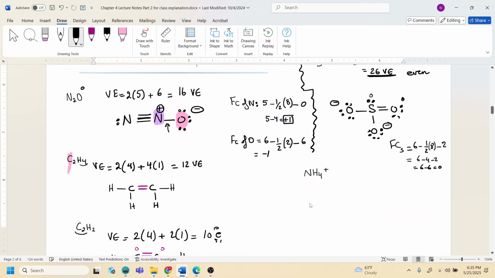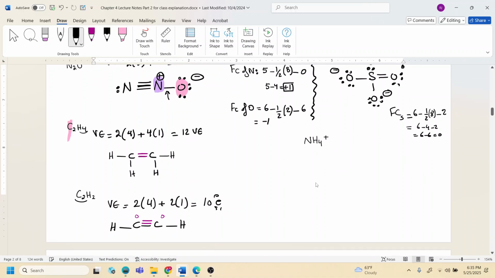Okay, ammonium in here. So this is another example. For ammonium, do the same thing, but now here I have a plus charge. So valence electrons is equal to 5 plus 4 times 1 minus 1. See, it is now minus 1. Why? Because it is plus 1. You are losing an electron. So this is going to be negative 1 for the valence electrons.